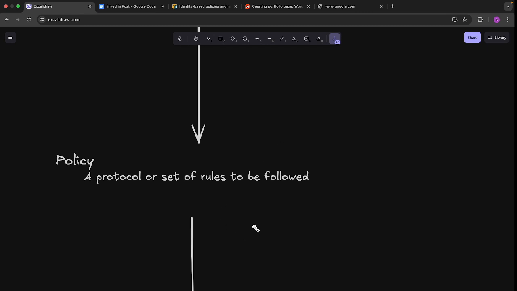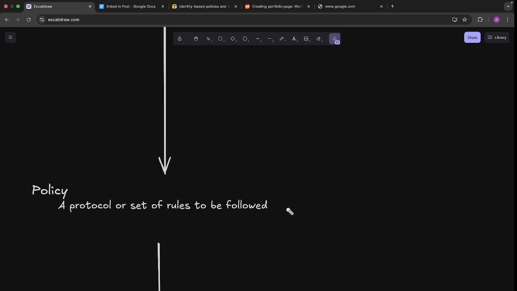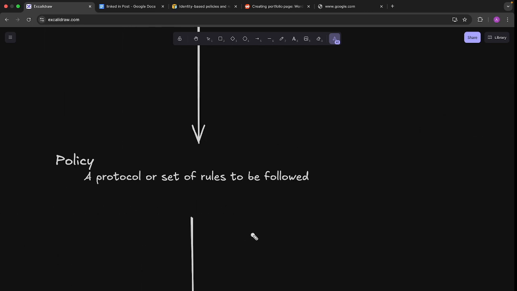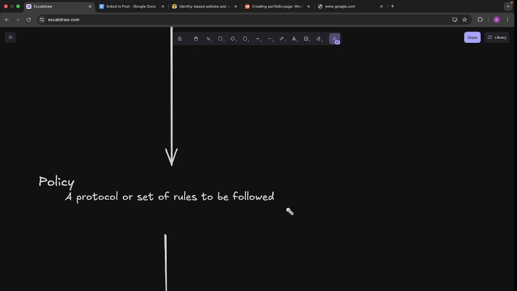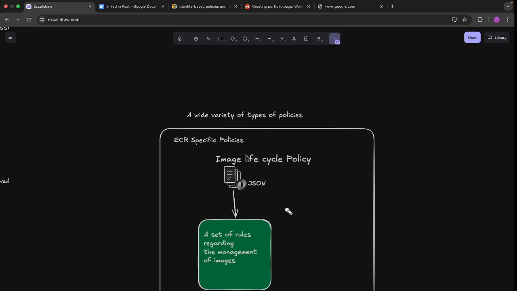Policies in the simplest form can be expressed as a protocol or set of rules to be followed. For example, in an office environment, there are policies for different things such as unexpected weather, worker compensation, etc. There are also policies in AWS. AWS offers a wide variety of policies. The use cases can be outside of authentication.